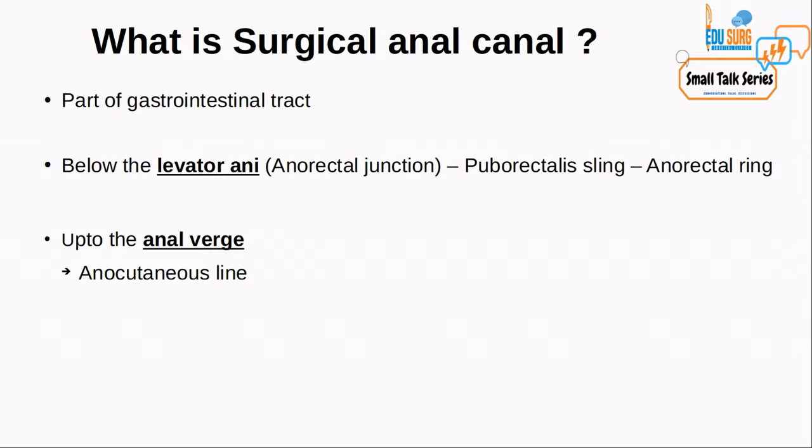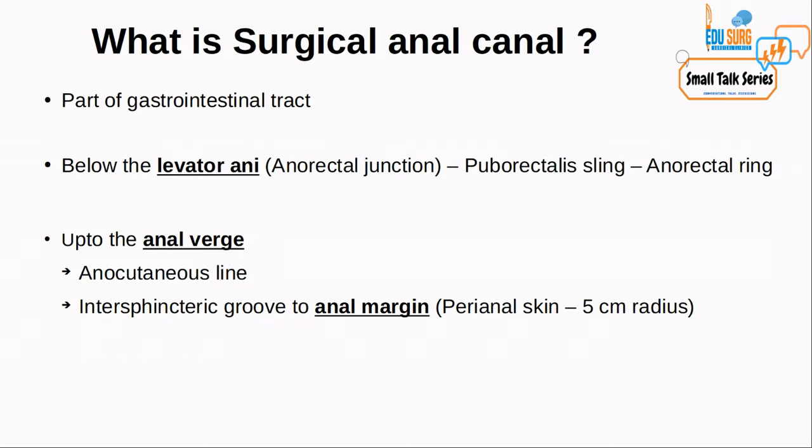So anal verge is also known as anocutaneous line. It extends from intersphincteric groove to the anal margin. However, essentially anal verge, anocutaneous line, and intersphincteric groove are nearly all in the distance of 4 to 5 mm. What is anal margin? Anal margin is now the perianal skin, and for tumor purposes, anal margin involves 5 centimeter radius from the anal verge.